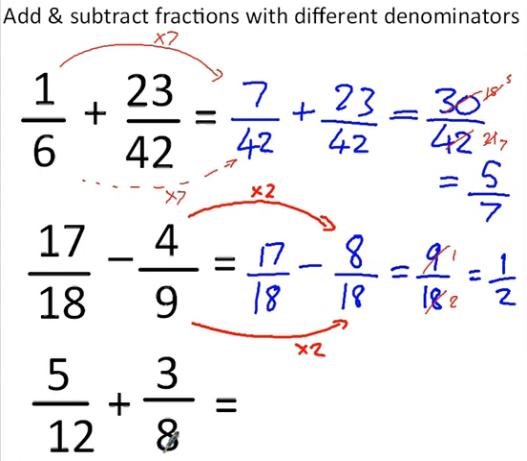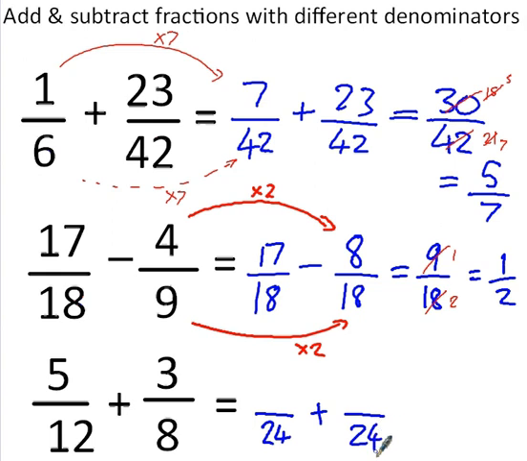The reason why I've included this example is because I'm going to have to change the denominator for both of them. In these two, 6 would go into 42 and 9 would go into 18. That meant that I only needed to change one of them. But in this case, I'm looking for a times table that both 12 and 8 go into, and the smallest one I can think of is 24. So I'm going to put them both over 24.